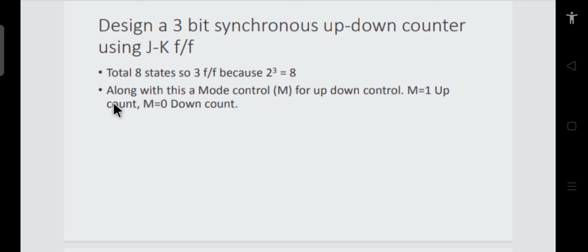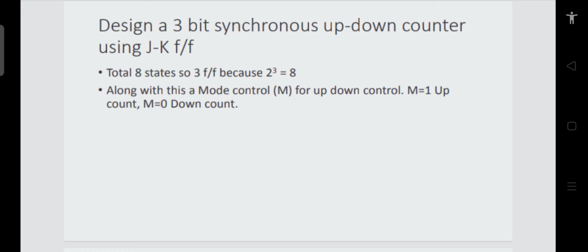As I have told you, to control the up mode and the down mode, we have to use a mode control input, let's name it M. So the M input we use for up and down control. M is equal to 1 for up count. Let's say if in our circuit M is equal to 1, it counts in the upward direction. And if M is equal to 0, then it should count down.